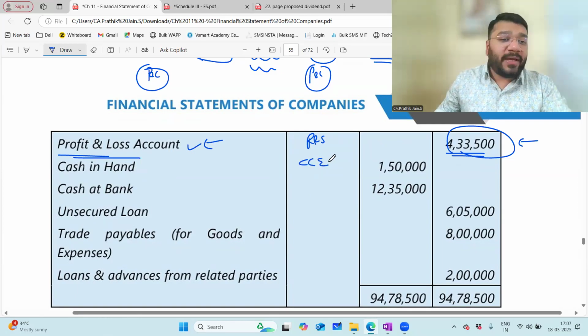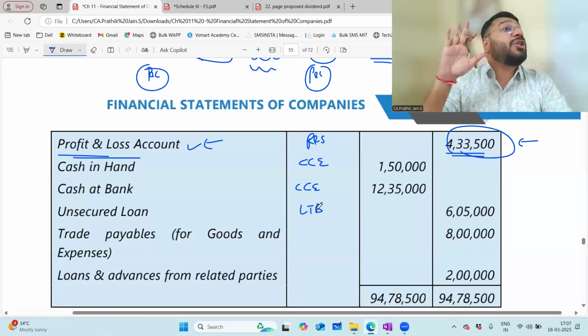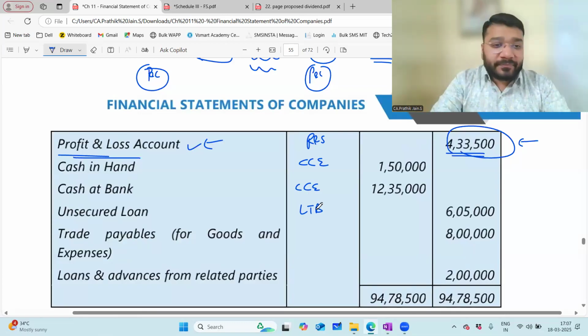Cash and cash equivalent. Very good. Cash at bank, cash and cash equivalent. Unsecured loan. Nothing is mentioned, so as of now we are taking it into long-term borrowing. In the notes, if they have given any additional information, accordingly we will change later.